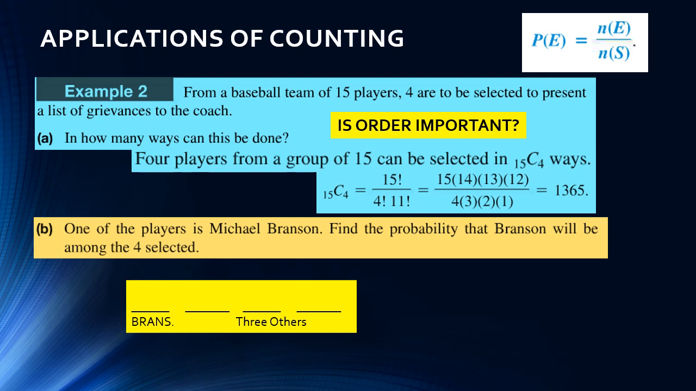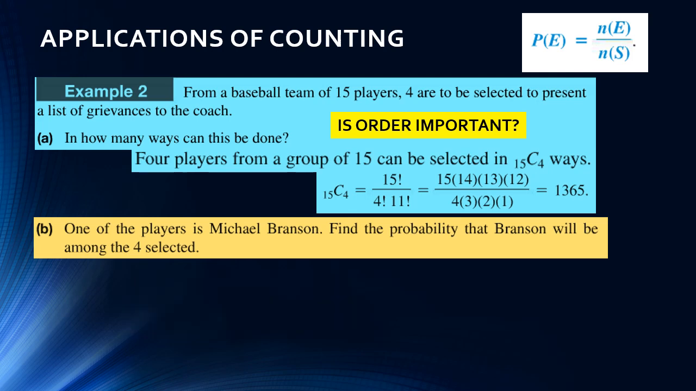There's only 1, okay? And then if I'm going to pick 3 others, is that a combination of 15 things taken 3 at a time? No. Why not? Because if I've already picked Branson, I no longer have 15 players to pick from. I now only have 14 left. So there's only one way to pick Branson. I need 3 others, and I've got 14 left after I've taken Branson out. And so this is how I'm going to figure out my event, or the number of solutions in my event, or the numerator.